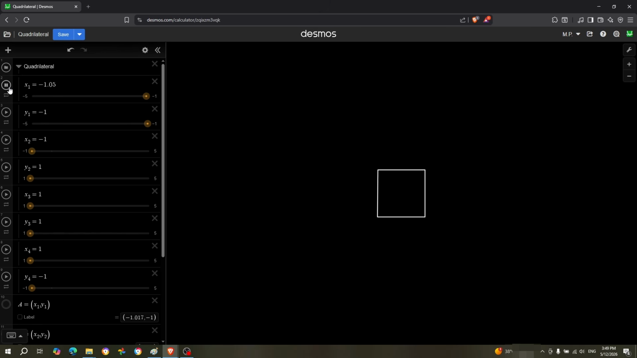Now, I know what you're thinking. It's just 4 lines. Could it really be all that difficult? And my answer to that is no, it's not just 4 lines. It's a quadrilateral.